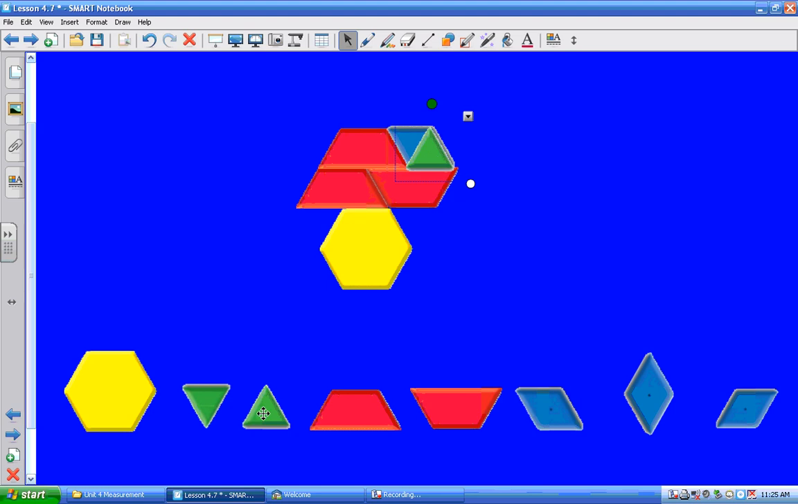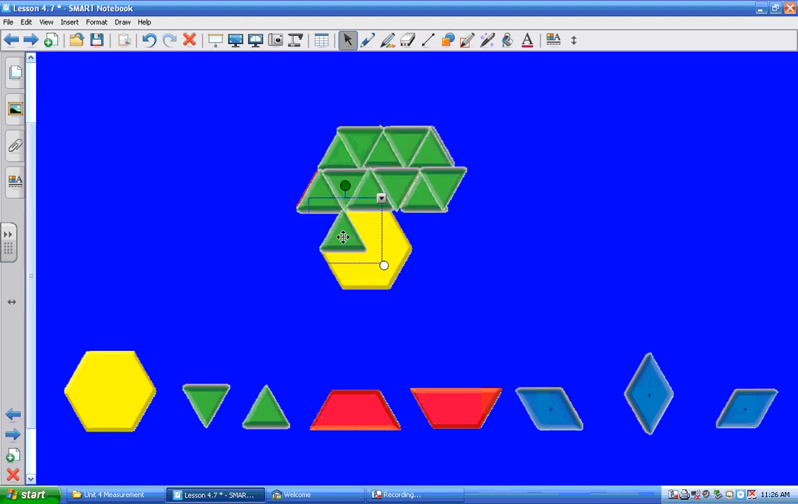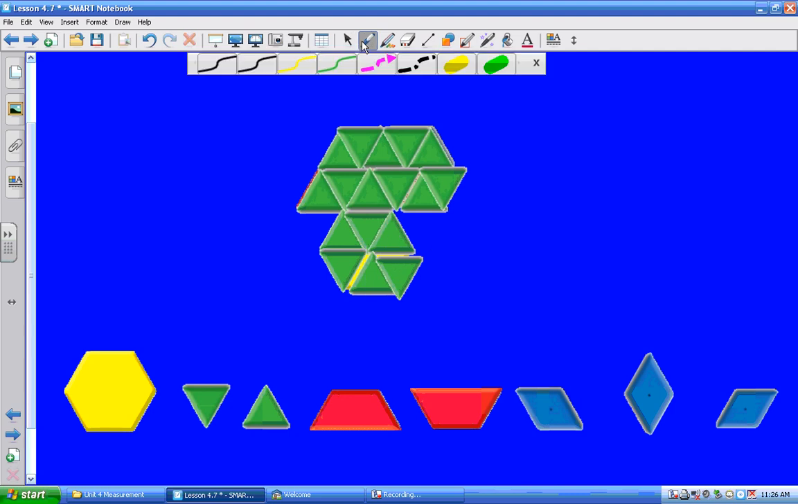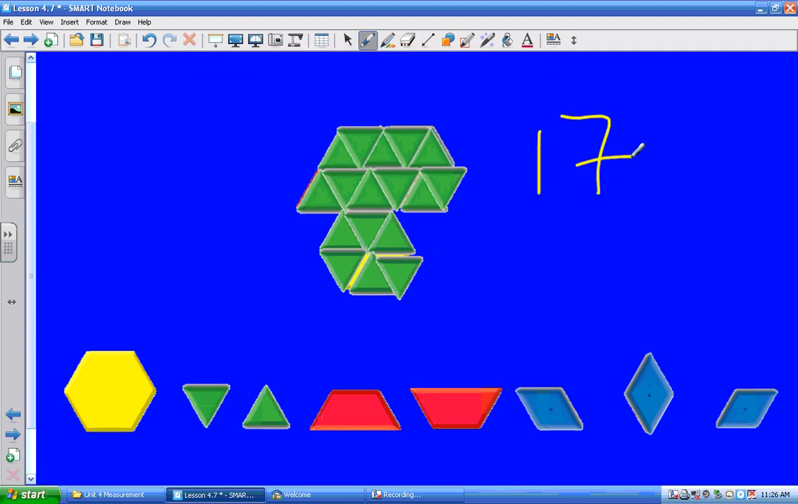We have 1 and 2. 3, 4, 5, 6, 7, 8, 9, 10, 11, 12, 13, 14, 15, 16, 17. There we go. So in this case, it is 17 green triangles. So the area of that is 17 green triangles.